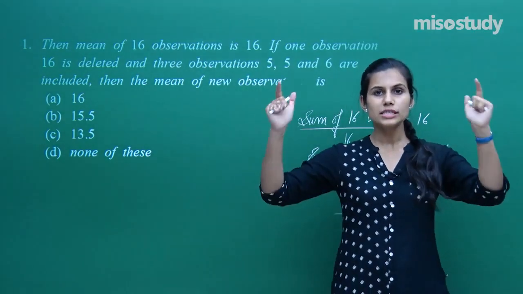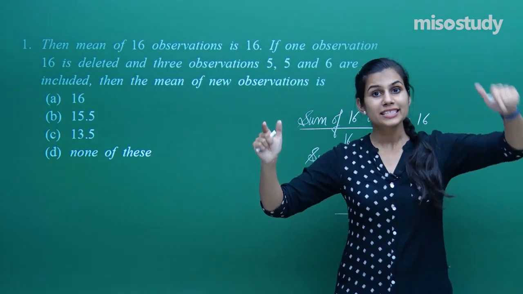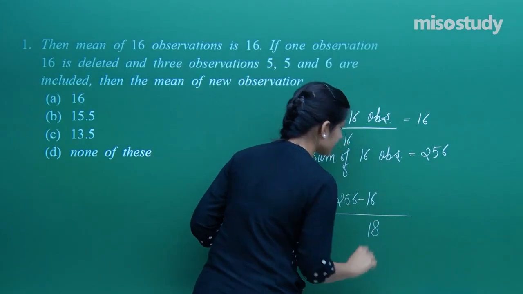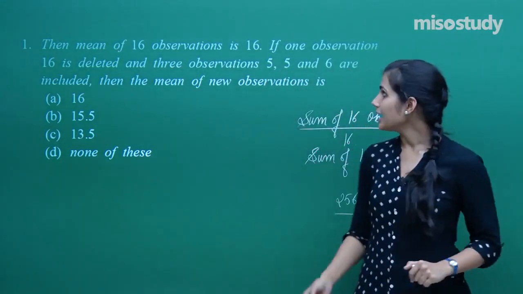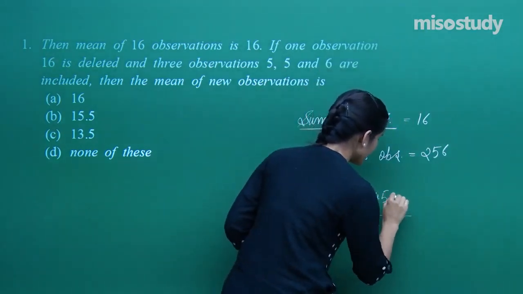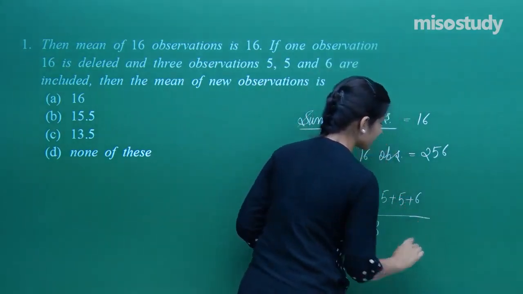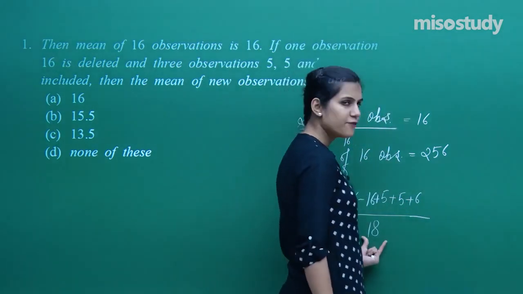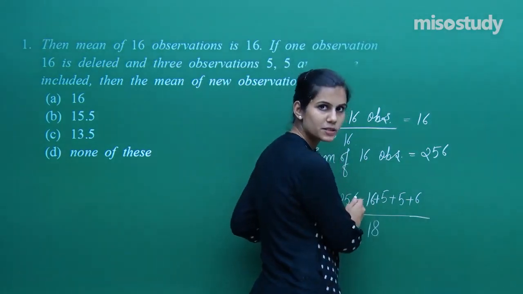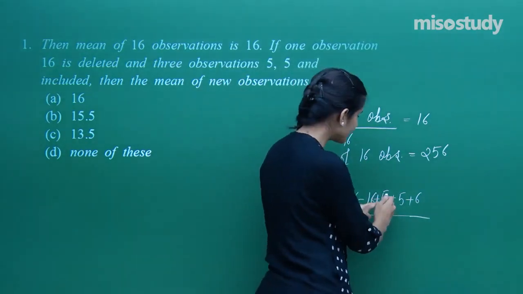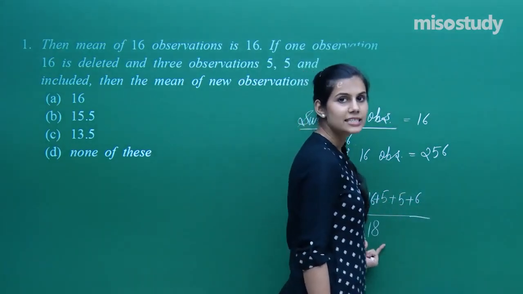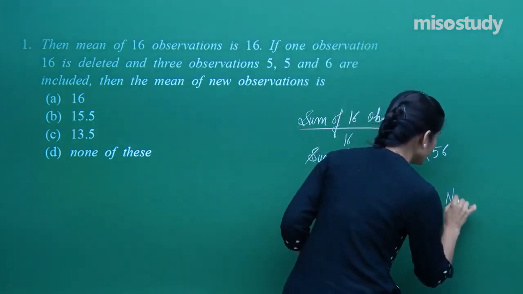256 is the sum of the original 16 observations, from which 16 has been excluded. So the sum is going to change like this. Now after that I am adding 5 and 5 and 6. So the sum is going to become again plus 5 plus 6. Of the newly formed 18 observations, this is the sum. Original sum 256 of the 16 observations, from which I have removed 16 and added 5, added 6. And the total number of observations is 18. This is the new mean.